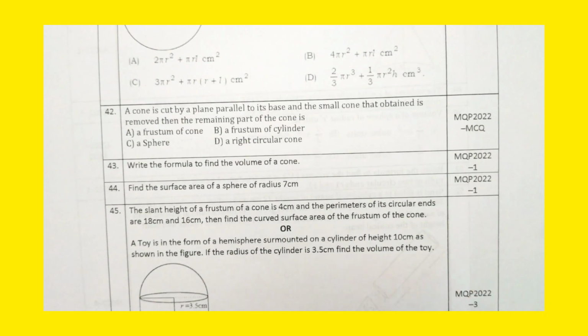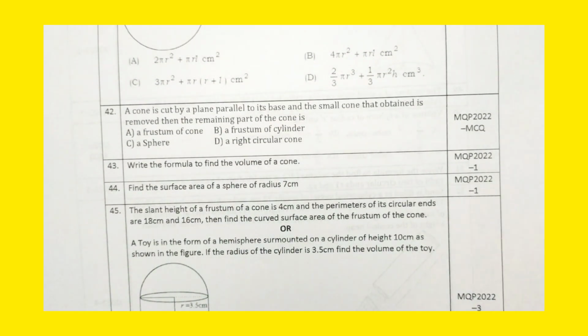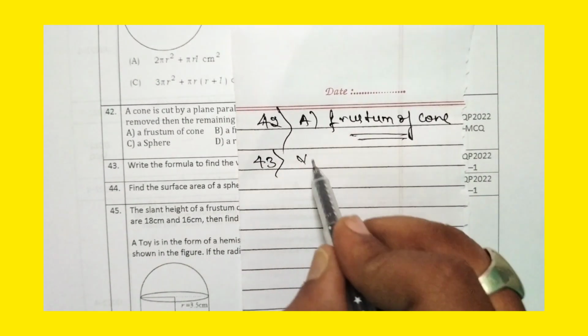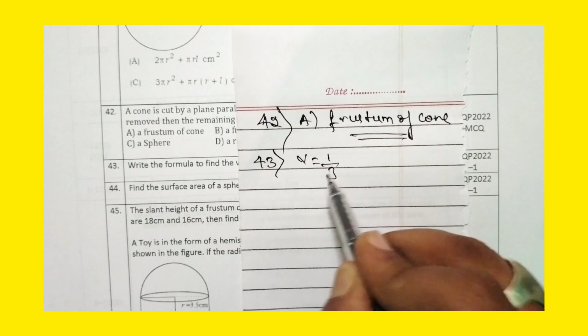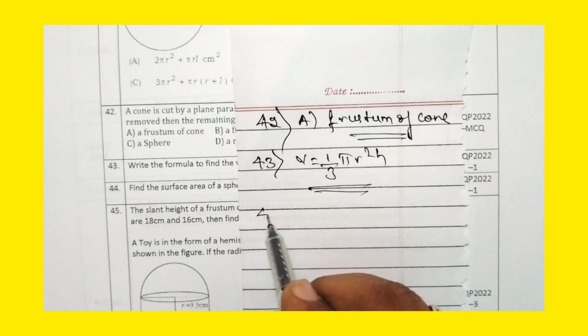Now let us move to the 43rd question. Write the formula to find the volume of a cone. They have asked for the formula of the volume of a cone. So the volume of a cone is V equal to 1 by 3 pi r square h.